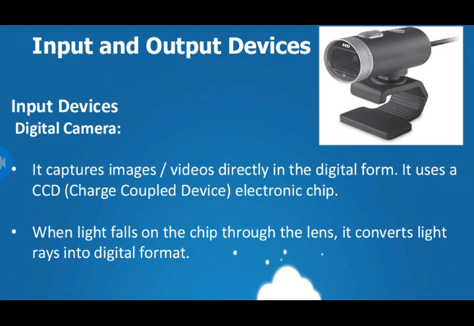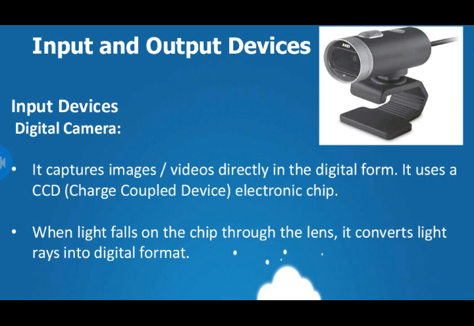Wherever you go, you'll see offices enclosed with cameras. Yes or no? The camera is used to view who is coming into the office or what is going on, and everything will be viewed clearly with the help of the camera. It captures images and videos directly in digital form. It uses a charge coupled device electronic chip. So it has some chips inside it. The chips process the data and the data is transferred to the monitor to view the information. When light falls on the chip through the lens, it converts light rays to digital format.